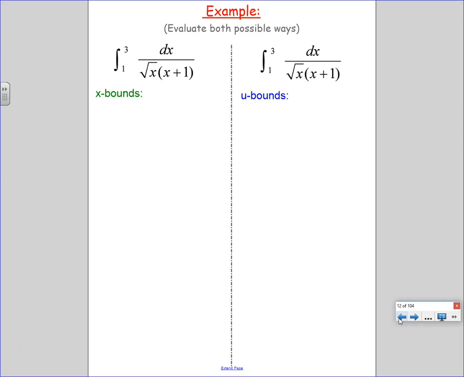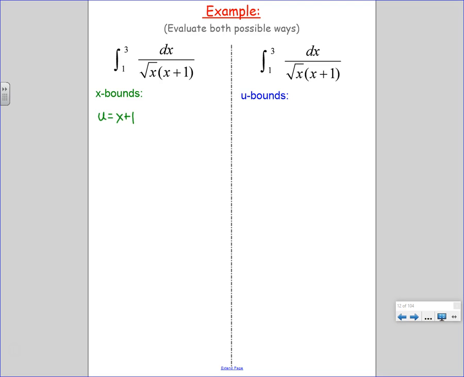What if I hadn't said anything about u bounds, and all of a sudden this integral shows up and has bounds? You're like, whatever, it's a definite integral. And all of a sudden you look inside and say, ooh, I need a u. What would we probably have done? u equals x plus 1.